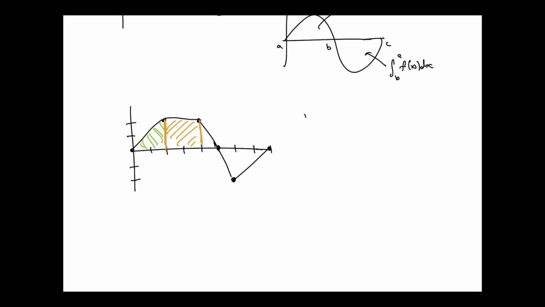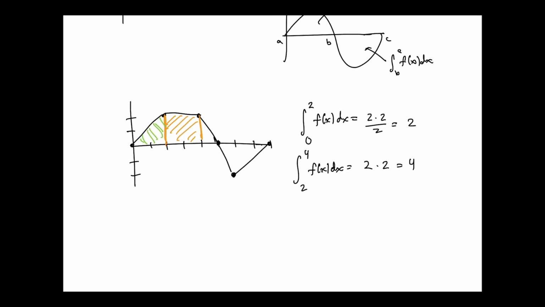Okay, so here it would be, what, 0 to 2? What's the sort of greenish part? Yeah, and how did we get that? Base times height over 2, and we get 2. Okay, and then from 2 to 4, what do we have? Yeah, it's base 2, height 2, and it's a rectangle, so we don't have to do any division, so we get 4. Okay, and so what is from 0 to 4 then?